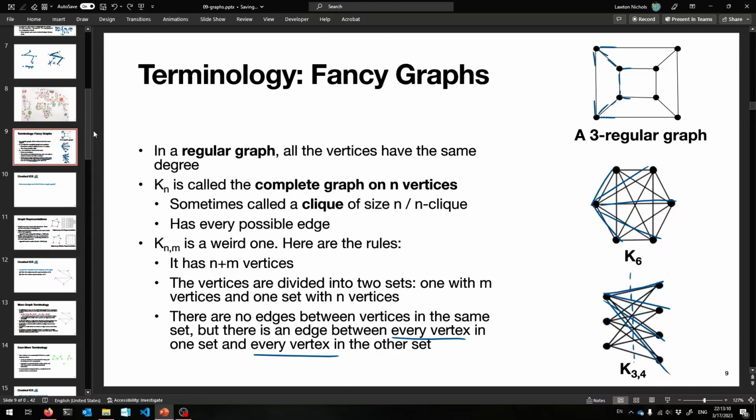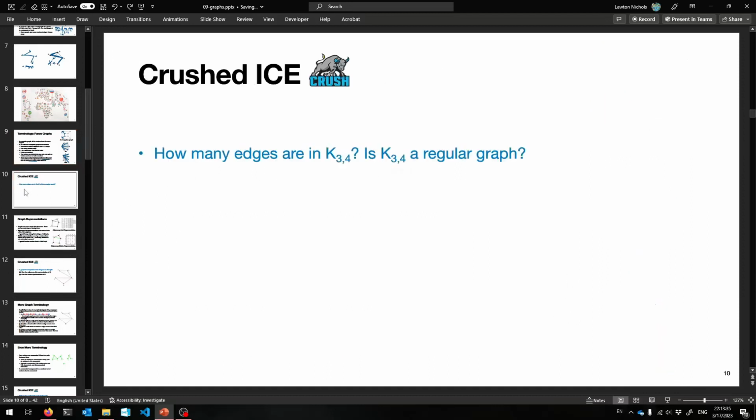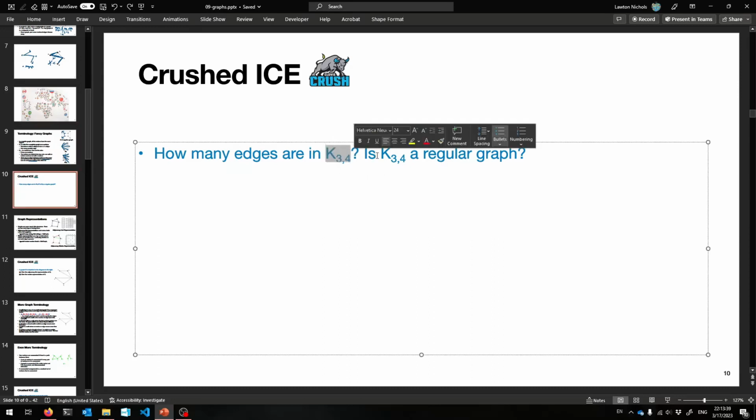Hopefully the drawing makes more sense than my explanation. It's a weird explanation, but that's what I mean when I say K3,4. I think you can imagine what K4,5 would look like, or K5,5. Just make two sets. They can't talk to each other, but they can go to everybody on the other side. Okay, so that's that one. With that in mind, maybe take a second to look at this, because I have a question for you about this idea. So how many edges, first of all, are in K3,4, and is K3,4 a regular graph?